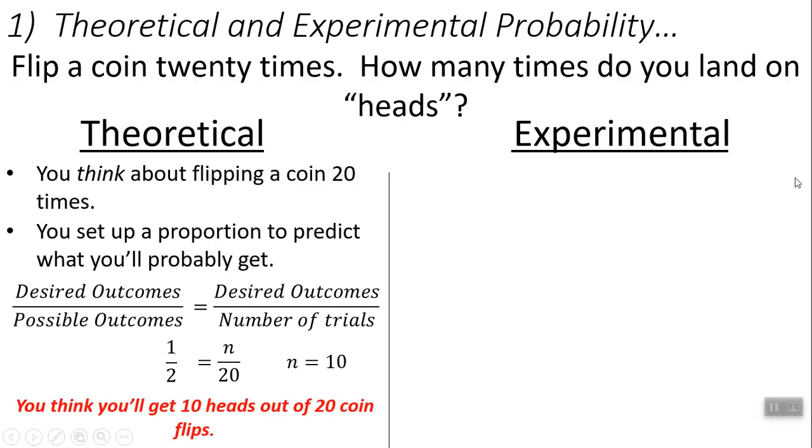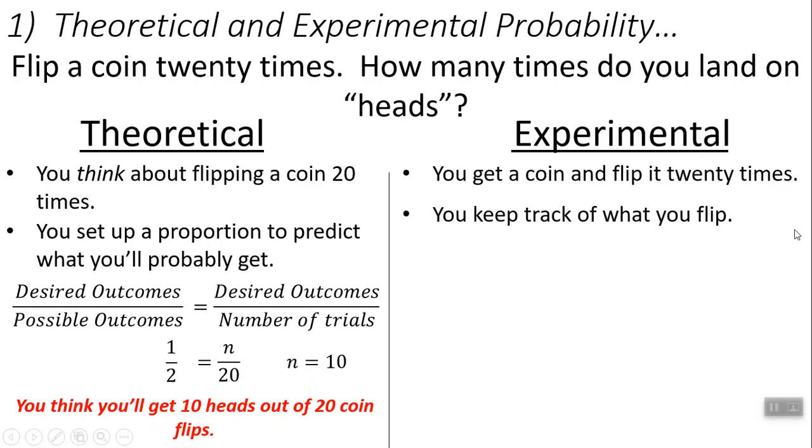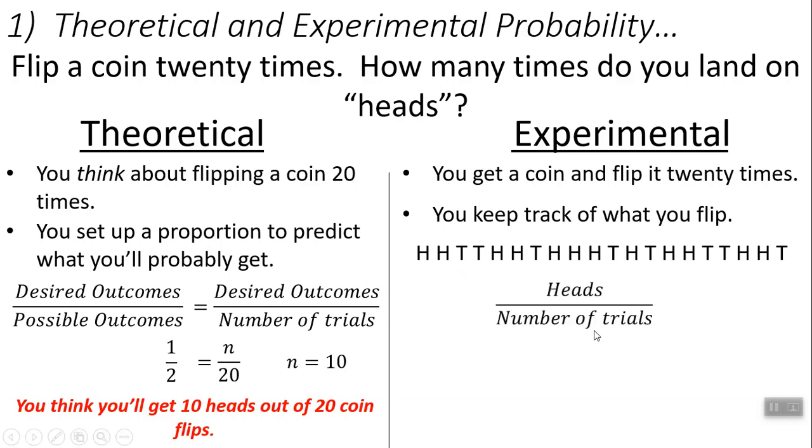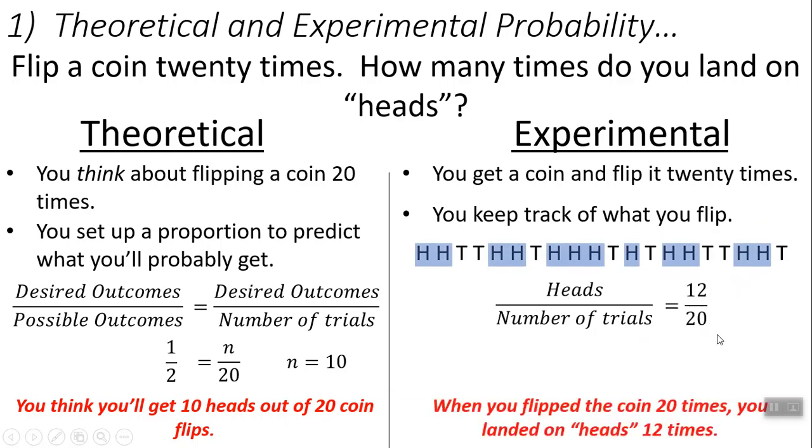Now, experimental is when you actually get a coin and flip it 20 times. So you do the experiment and you keep track of what you flip. Let's say you flipped 20 times and these were your results. Then you would just take your heads out of your total number of trials. Your number of heads for this problem was 12. So you got 12 out of 20 heads. When you flipped the coin 20 times, you landed on heads 12 times. So that's your experimental. In this case, your experimental came out more than your theoretical.